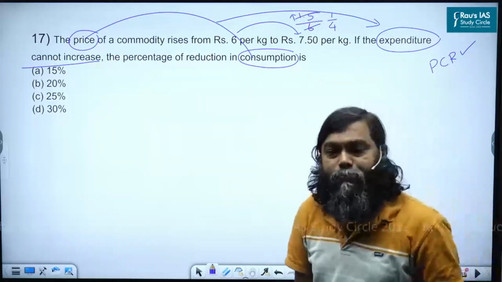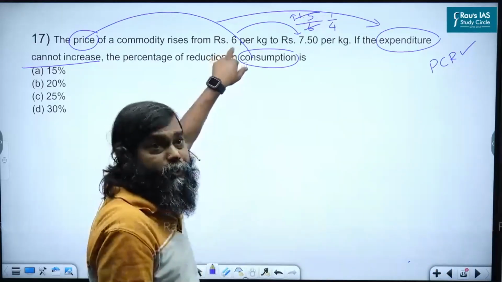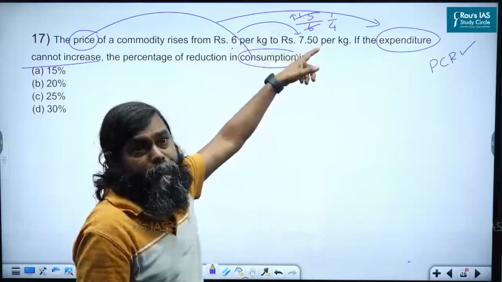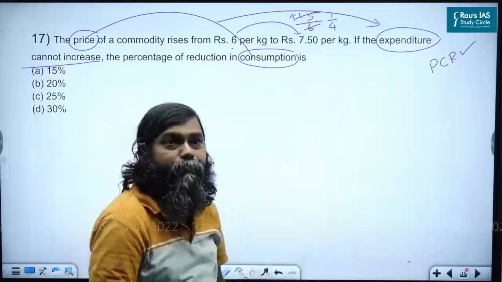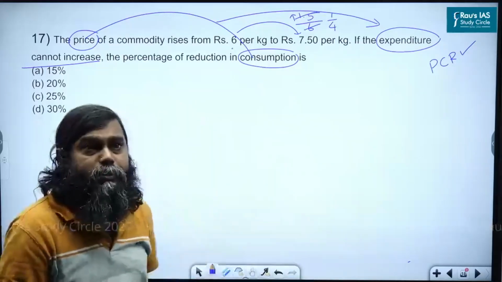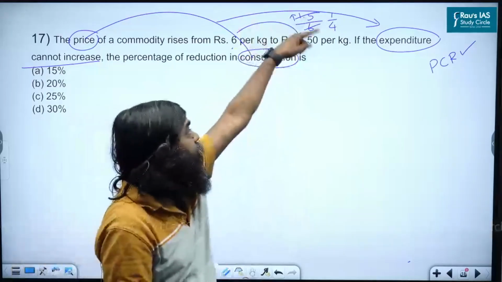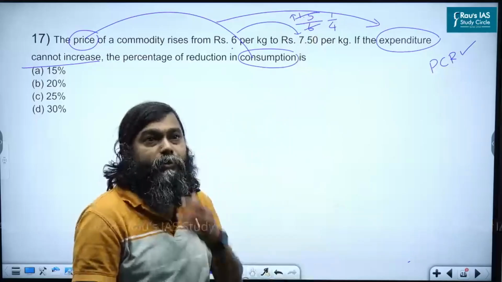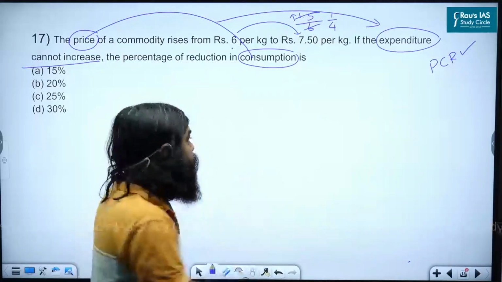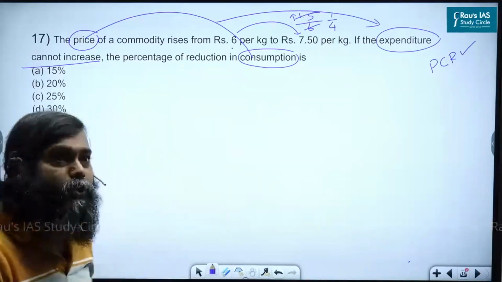Getting this? So once again, explain. What is the original price? 6. What is the new price? 7.5. Compared to original, new is increasing or decreasing? Increasing. How much increasing? 1.5. From where? 6. Cancelled, 1 by 4. 1 time 1.5, 4 times 1.5. That means the price increased by 1 by 4. So consumption is decreased by 1 by 5. That means 20% is the answer.